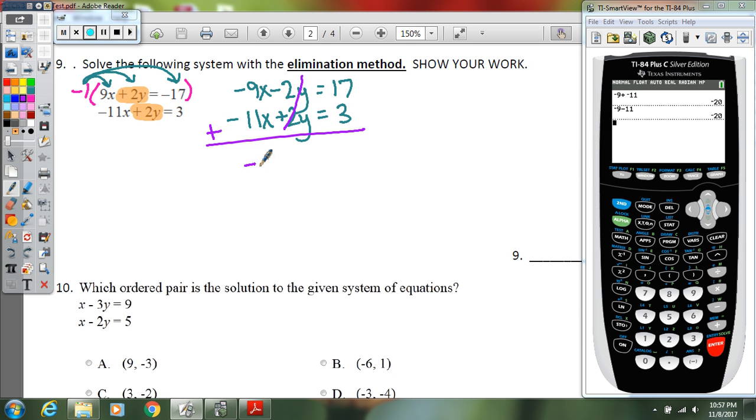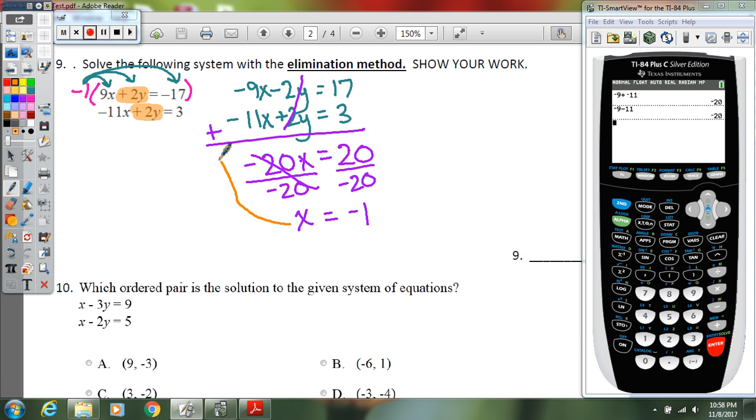So that's going to get me negative 20x is equal to, well guys, what's 17 plus 3? Yeah, it's equal to 20. So when I go to solve this, now I'm looking at the side with the x and I need to get rid of timesing by negative 20. So I'm going to come in and divide by negative 20. When I do that, I get x is equal to, well guys, 20 divided by negative 20 is negative 1.